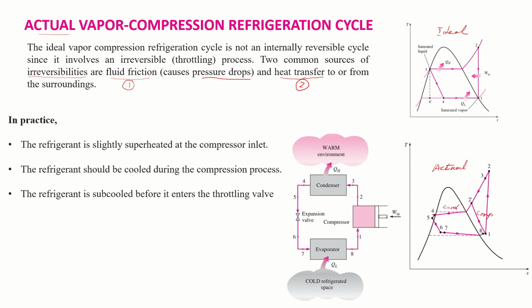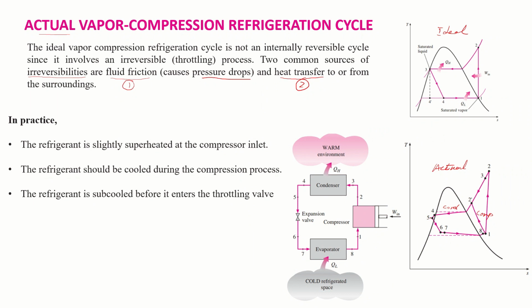So we subcool the liquid from point 4 to point 5. This point 4 to point 5 is subcooling, and this process is to ensure that all the vapors are now converted into liquid. So 4 to 5 is subcooling.